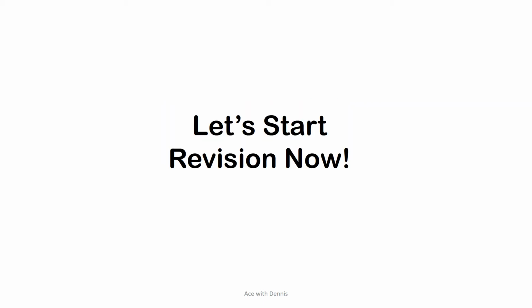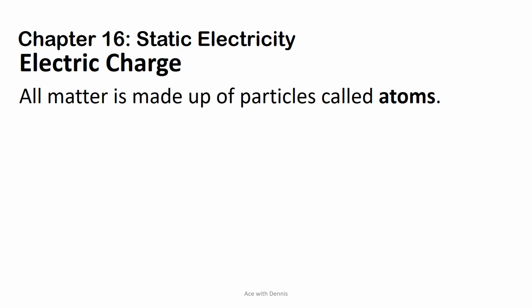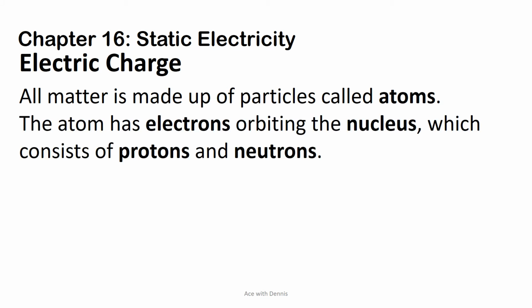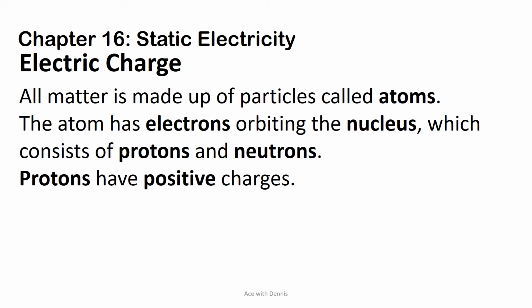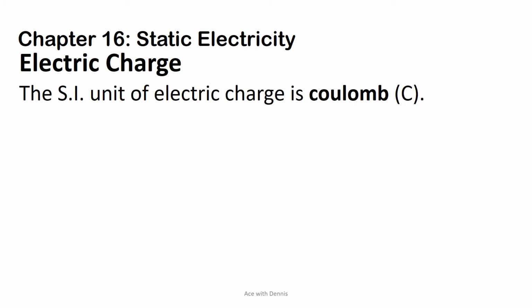Without further ado, let's get started now. Chapter 16, Static Electricity. Electric charge. All matter is made up of particles called atoms. The atom has electrons orbiting the nucleus, which consists of protons and neutrons. Protons have positive charges. Electrons have negative charges. Neutrons have no charge. The SI unit of electric charge is the coulomb, C.